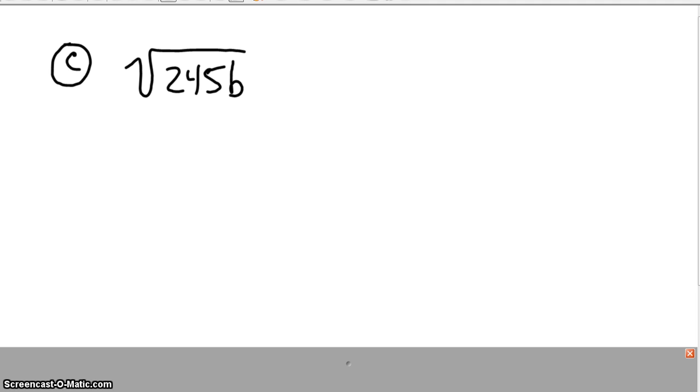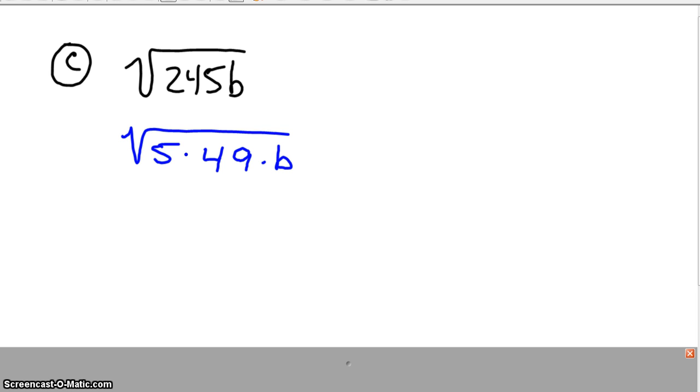So you might want to pause the video and try to factor 245 and look for perfect square factors, right? Does anyone see a factor in 245? What would you pull out, Rachel? 5. Okay, so we would say 245 is 5 times, 5 goes into 24, 4 times, and then 45, 9 times, 5 times 9, right? Times b. So these are the factors in 245b.